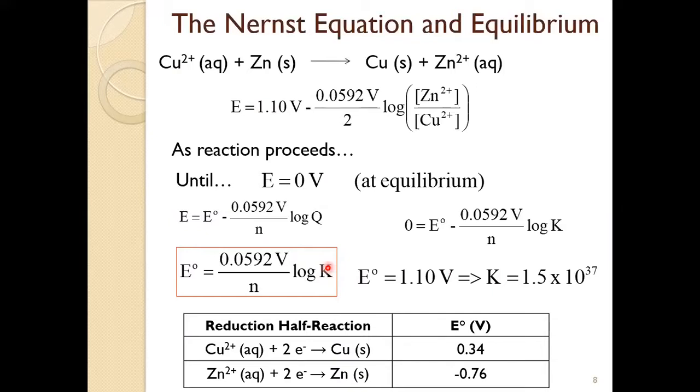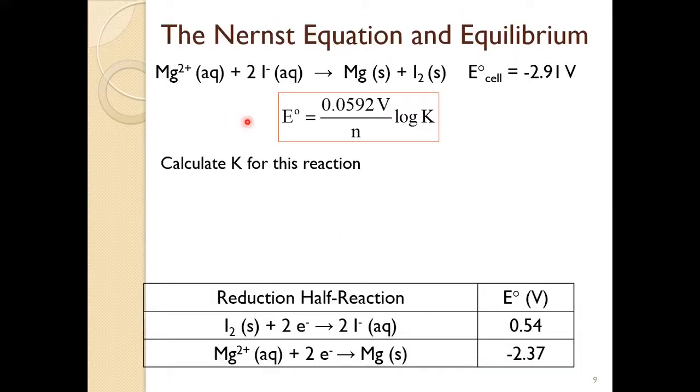This is especially useful when K is either very, very large, as in this case, or when K is very, very small. This reaction we saw was non-spontaneous, and has a standard cell potential of negative 2.91 volts. And so we saw for positive standard cell potentials, we get a very large value of K. What happens when we start off with a negative standard cell potential? So we can plug in our values and calculate K using the information we know.